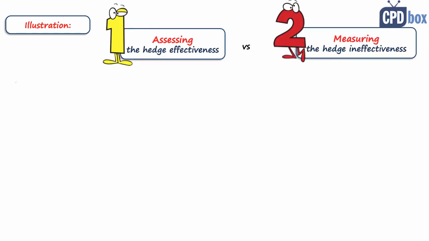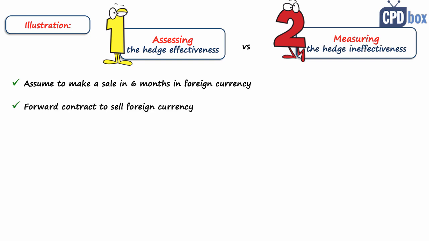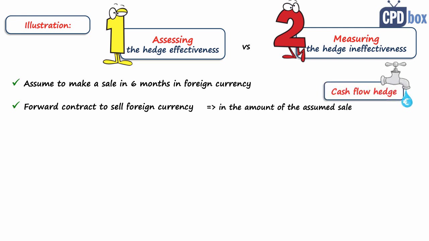Imagine you assume to make a sale in 6 months in foreign currency and you want to protect yourself against the foreign currency risk. So what you're going to do, you are going to enter into forward contract to sell the foreign currency exactly in the amount of the assumed sale. Well, this is a typical hedge of the forecast transaction. It is a cash flow hedge.